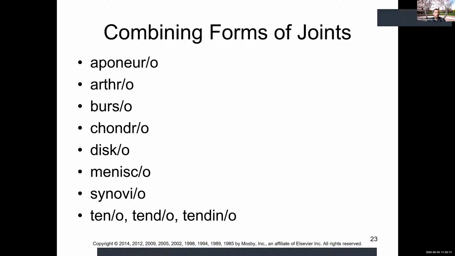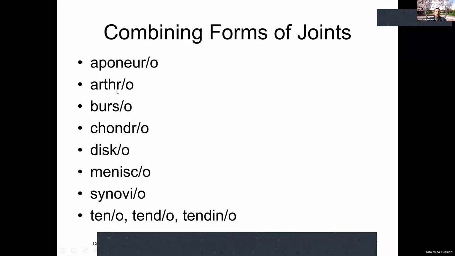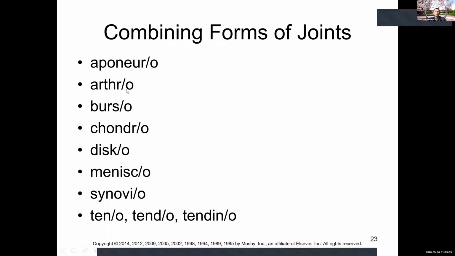Combining forms of joints, the aponeuro, so we looked at the aponeurosis earlier. Remember, that's that large sheet. So it's basically like a tendon connecting muscle to bone, but it's a large sheet instead of just a strap or a band. We've seen this arthur and arthro quite a bit when we talked about joints and inflammation previously. So such as arthritis, that's pretty common.